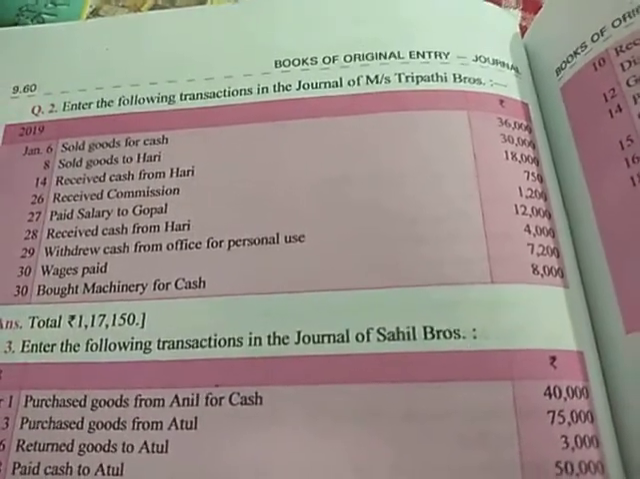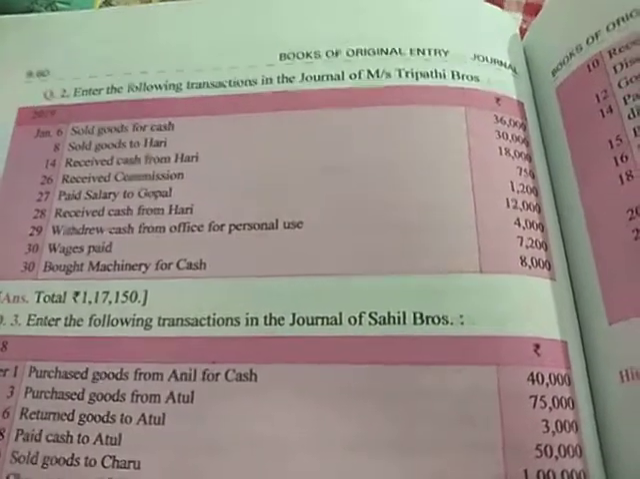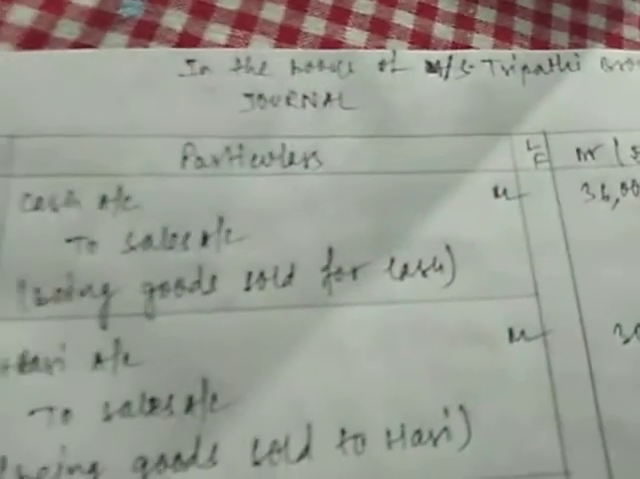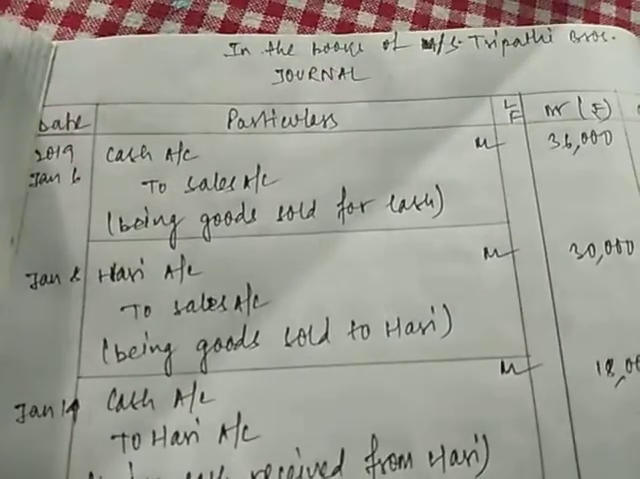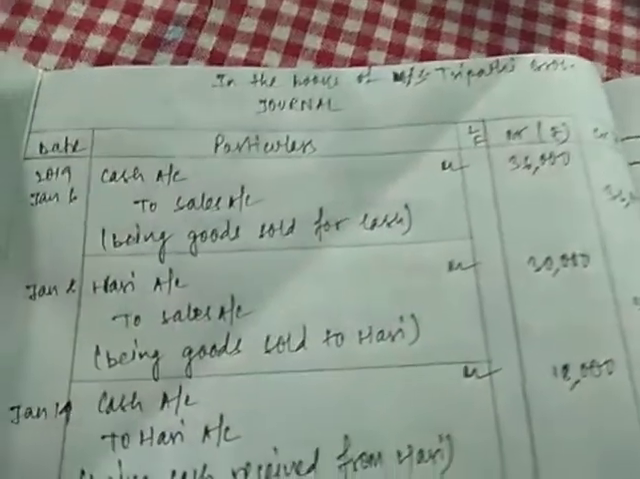So we need to enter these transactions in the journal of Mrs. Tripathi Brothers. So here is the format for journal. You can see here, this is the format. In this format you need to enter these transactions, and at the top you need to write in the books of Mrs. Tripathi Brothers journal, then date, particulars, folio, debit and credit.